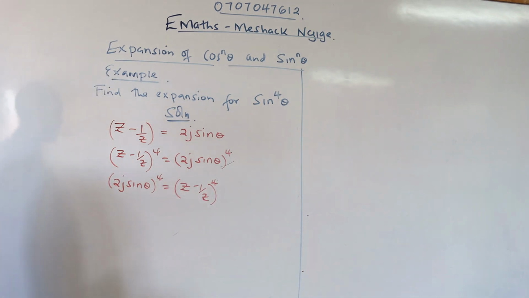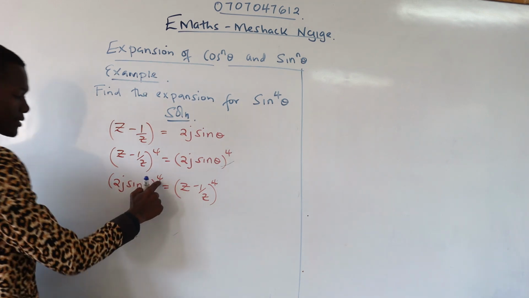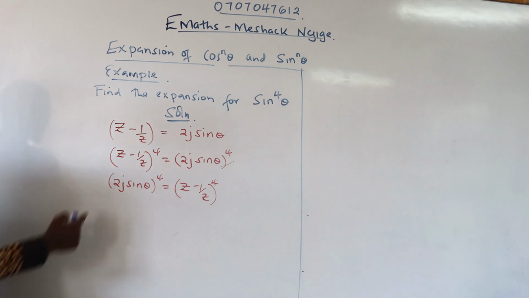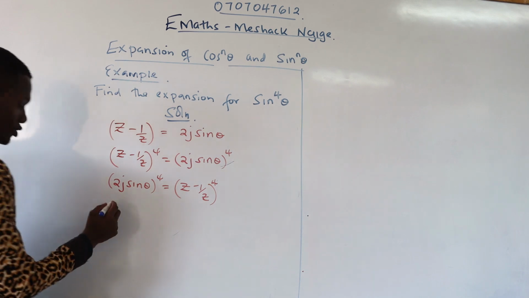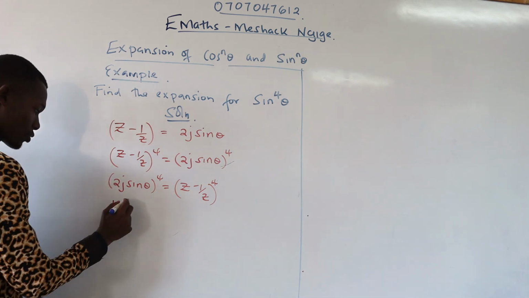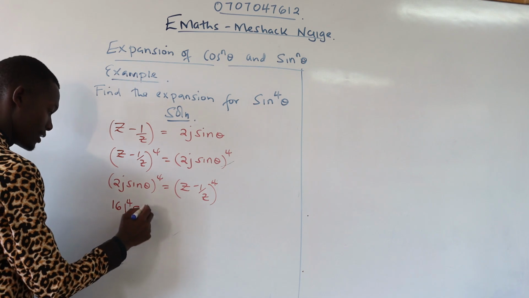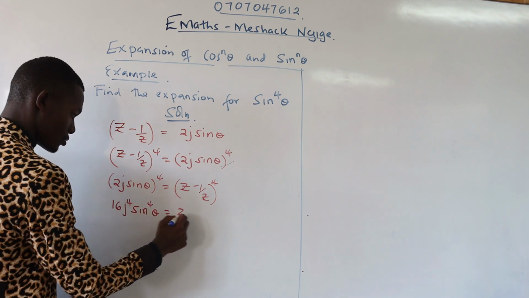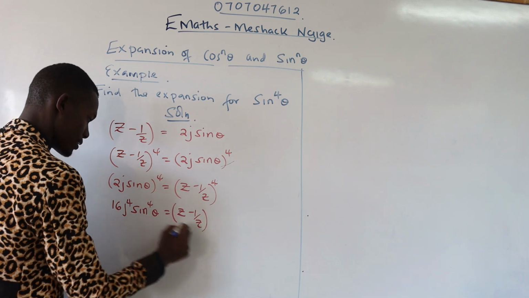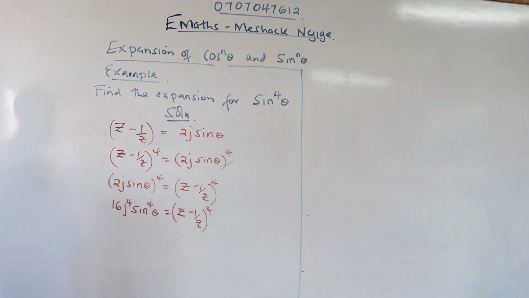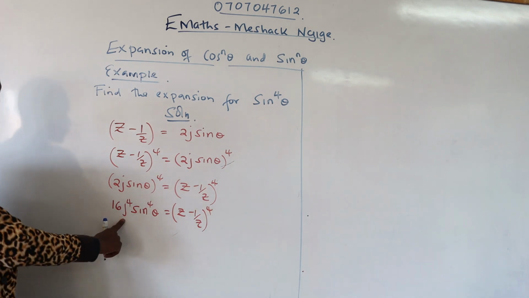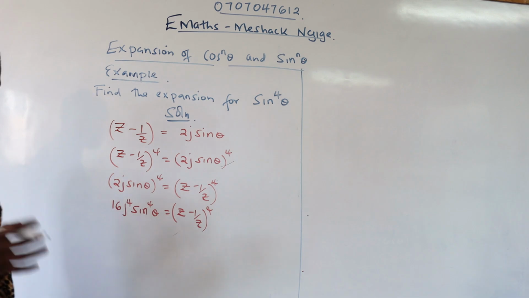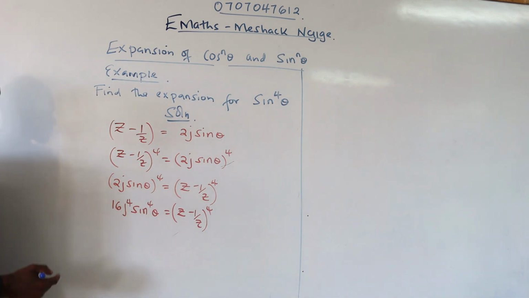Now expanding our left hand side, I've said again that this power will power everything inside the bracket. So 2 will be powered by 4. 2 to power 4 gives you 16. Then j also will be to power 4, then we shall have sine of theta to power 4, and the right side gives 1 over z to power 4. Right? But we know something about j to power 4. What is j to power 4? From the powers of j, j to power 4 is 1 by the end of the day. All right? That is why it is so important to understand the powers of j. So j to power 4 will be 1.